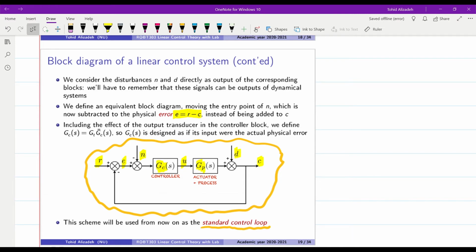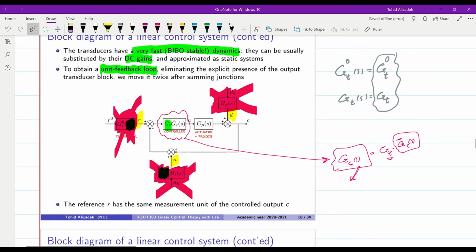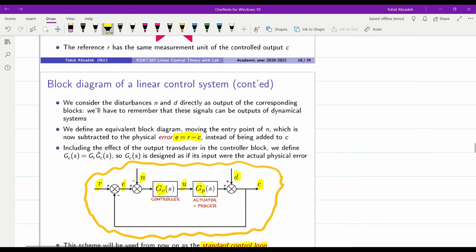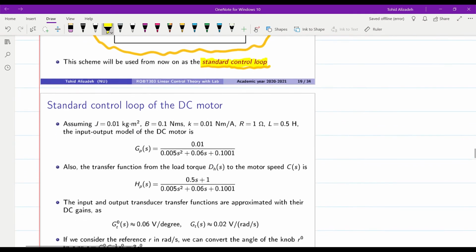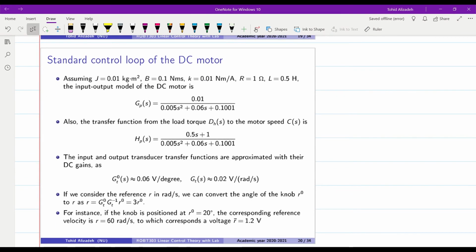Alright, so we will use this, let's say, as the standard control loop again. However, we should also keep in mind the blocks that we have just seen: HP of S, HT of S, GT0, and GT. Over here you can see the details regarding the standard control loop for the DC motor.